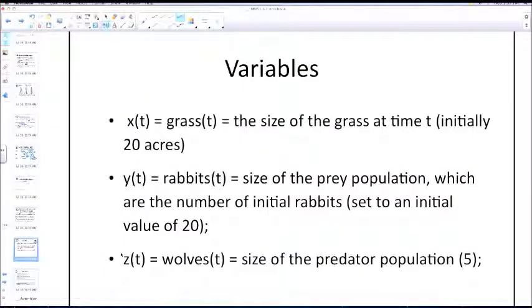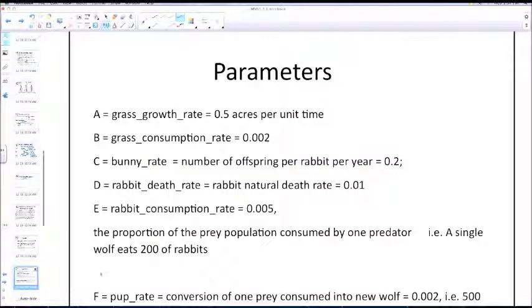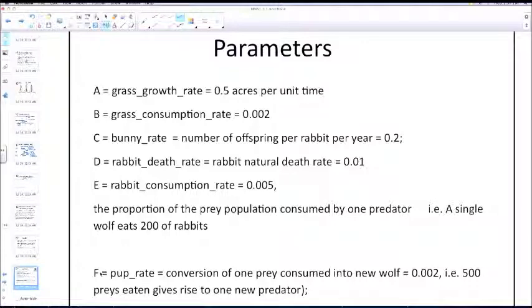and then we can identify three unknown functions. x(t) is the grass at time t, y is the rabbit population at time t, and z is the wolf population at time t. And the parameters, we have 7 parameters. At this time, I'm not going to go into all the details.